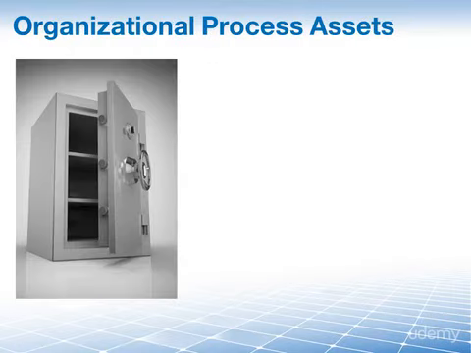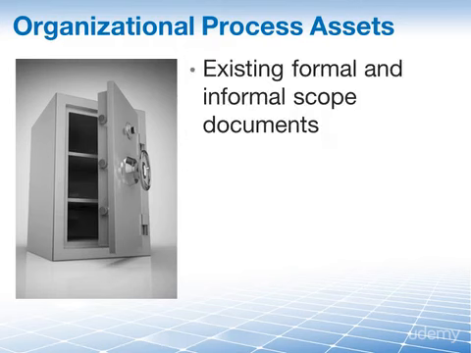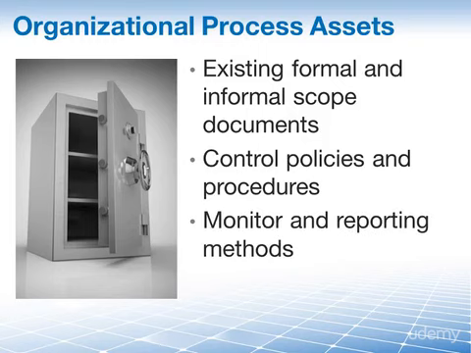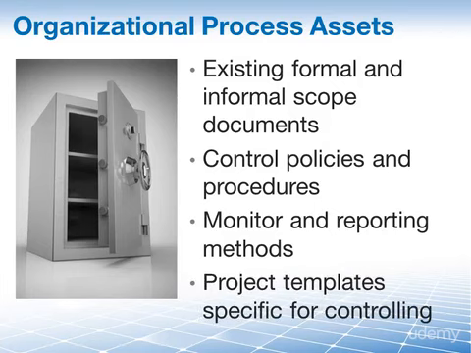Some of the organizational process assets that help us in controlling our scope are existing formal and informal scope documents from similar projects that were done in the past, and control-related policies and procedures that will likely govern the methods that are used to control and manage our scope here. Then we have standard monitoring and reporting methods used by our company or our organization, and a very common organizational process asset, project templates that can be used to assist us in our goal of controlling the scope.